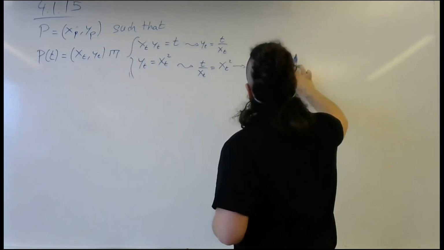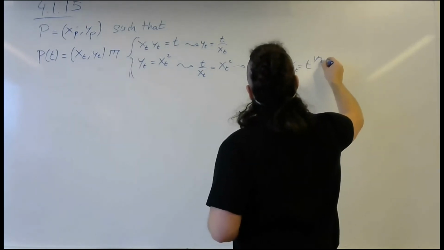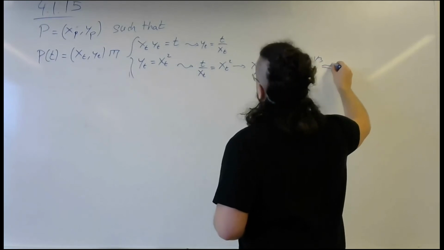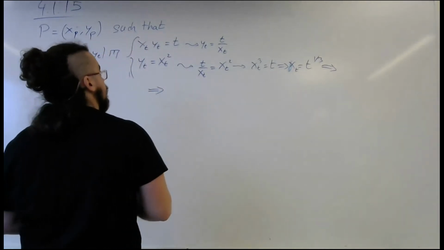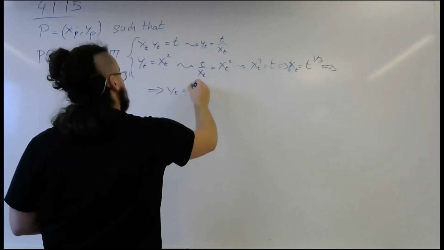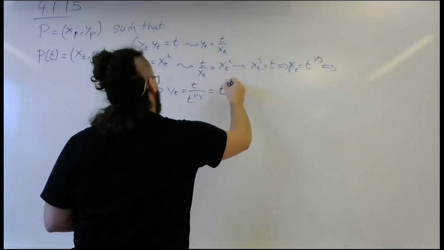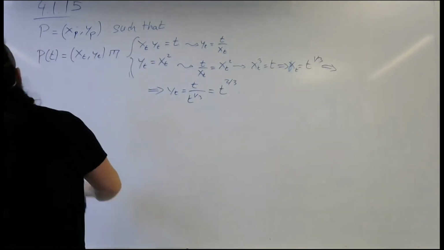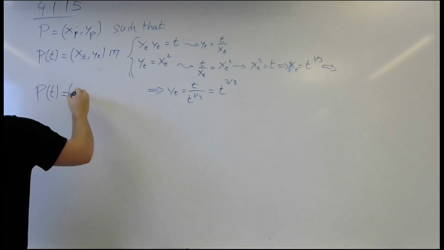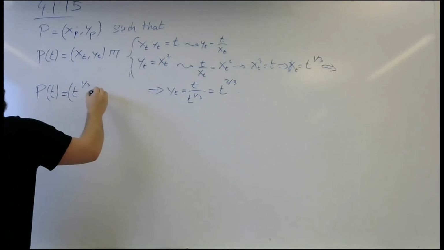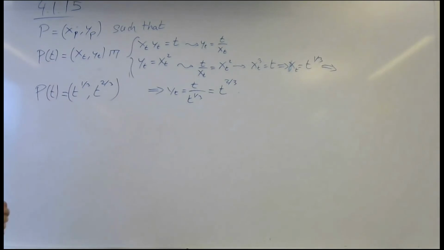So x(t) is t to the power 1/3. And from here, we move it to the equation above. And we have that y(t) is t over t to the power 1/3, which is t to the power 2/3. So our point P(t) at any time t is in the position (t^(1/3), t^(2/3)). Now, questions about this?